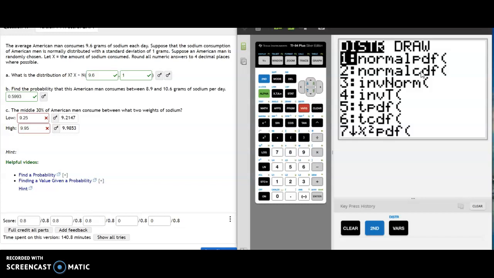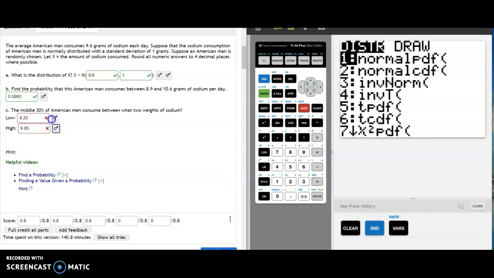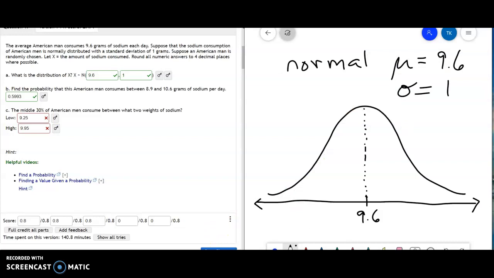Well, in part C, they're giving you a percent, this 30%, and they want you to find the data values. So it's the opposite direction of part B. When they give you a percent and want you to come up with the data values, that's when you use inverse norm. They want you to find the data values such that the middle 30% of men are between those two values.